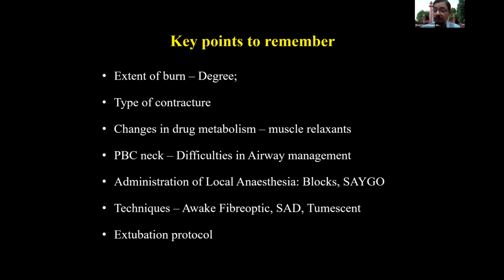And so the key points are extent of burn and degree of burn is very important. Type of contracture, as I said, fixed flexion deformity or straight head deformity. Changes in drug metabolism, muscle relaxants, you must know because there's a pet question for the examiners. Difficulties in airway management, all the difficulties you must know, the mnemonics. Administration of local anesthetics, the dose of the drug, and how much each ml of drug contains. That is very important. Techniques of airway, fiber optic intubation and supraglottic airway device, and tumescent anesthesia can be asked by some of the examiners. And extubation is always an elective procedure.